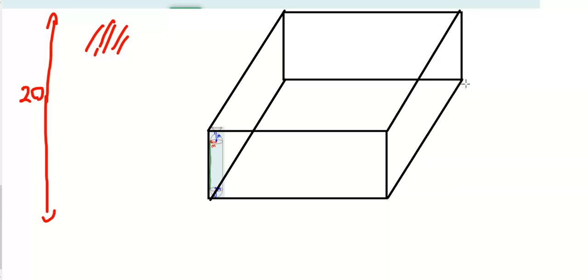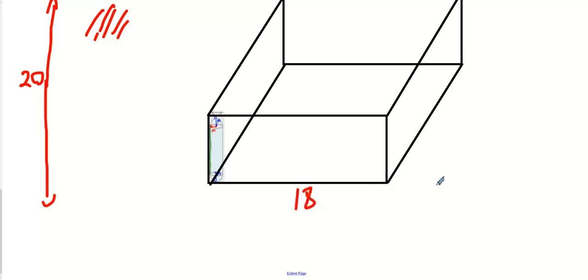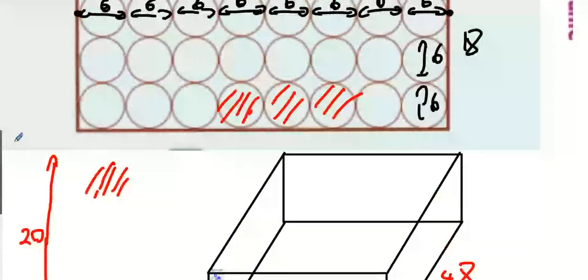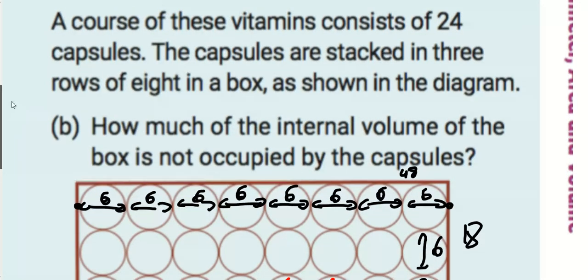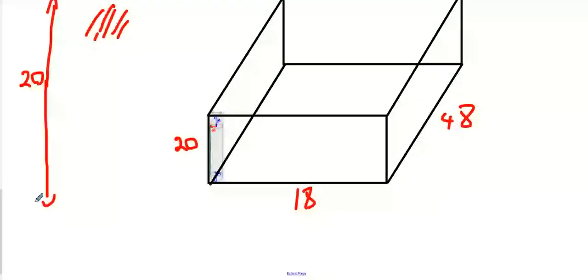So what was the width of the box again? 18, was it? And the length? 42 or 48? 48. And the height? We know the length of one pill is 20. And what does it say in the question? How much of the entire volume of the box is not occupied by the capsules? Don't worry. Let's just get the air. Let's get the volume of the box. So what's the volume of the box, lads?